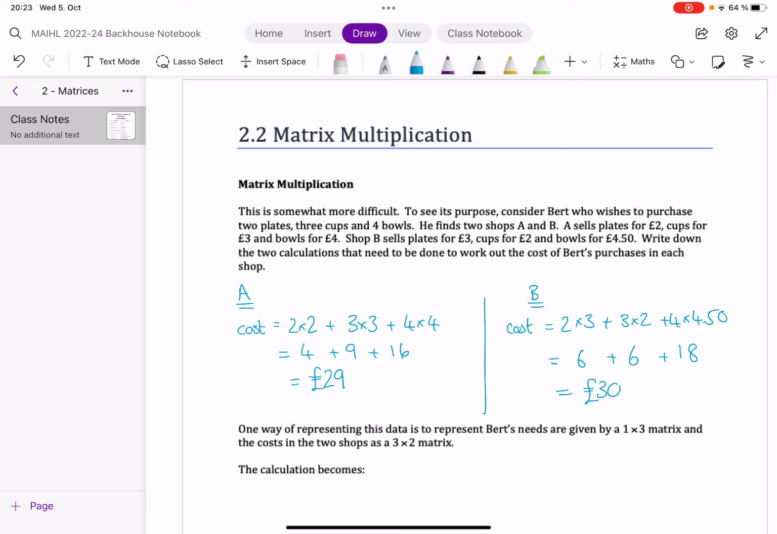But of course, based on the title of this lesson, we're going to look at an alternative way of doing this calculation, and we're going to use this situation to illustrate how matrix multiplication works.